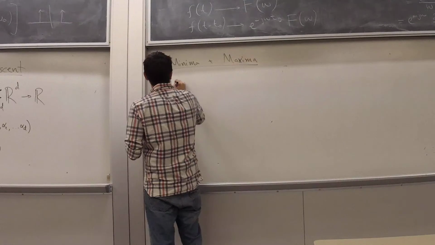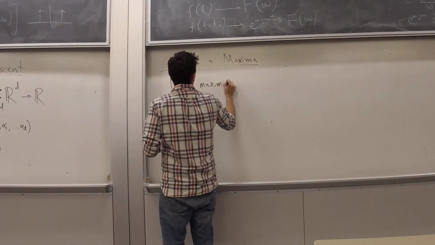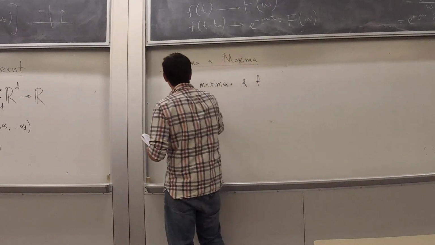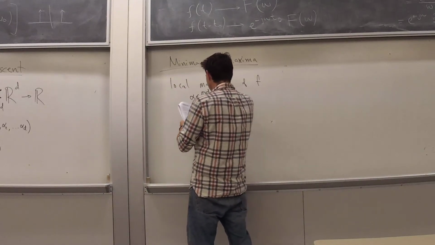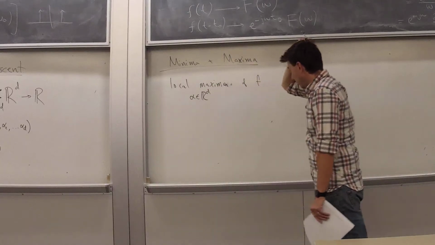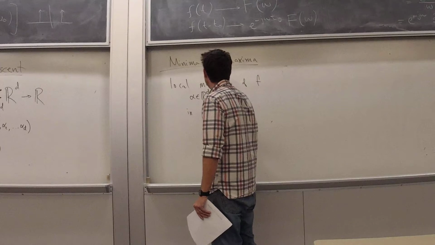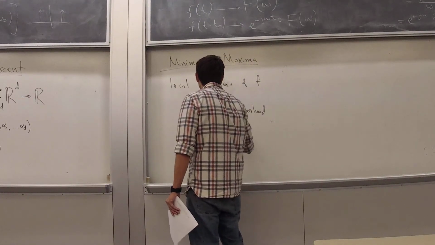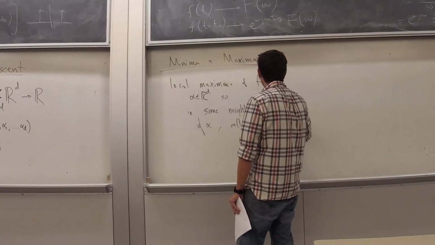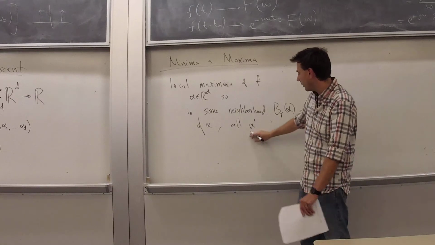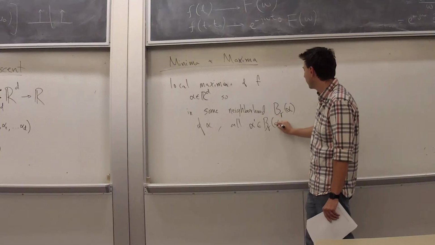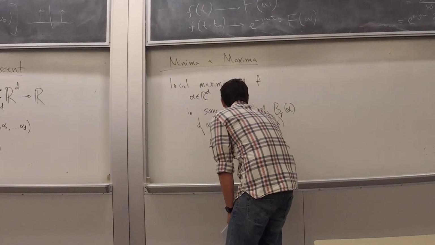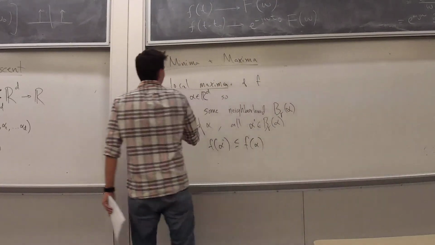Okay, so a local maximum of f is an alpha in R^d such that in some neighborhood of alpha, let's call this neighborhood this, and I'll explain that, all other alpha prime in this neighborhood have f of alpha prime less than or equal to f of alpha. Okay, so this is a local maximum.